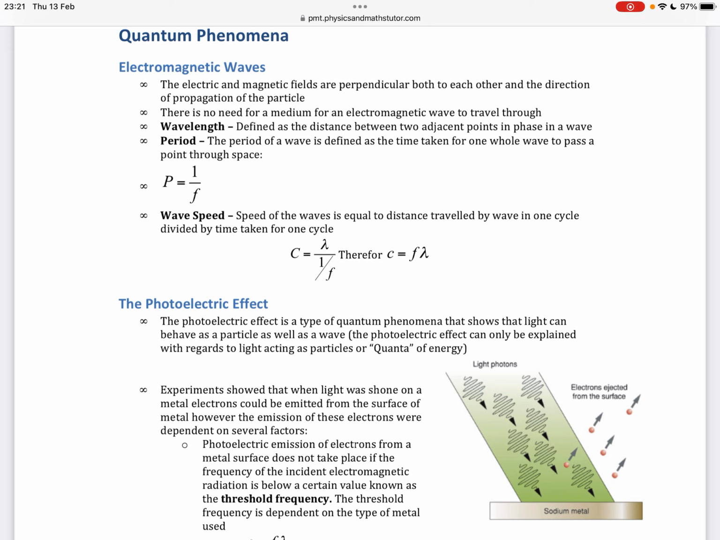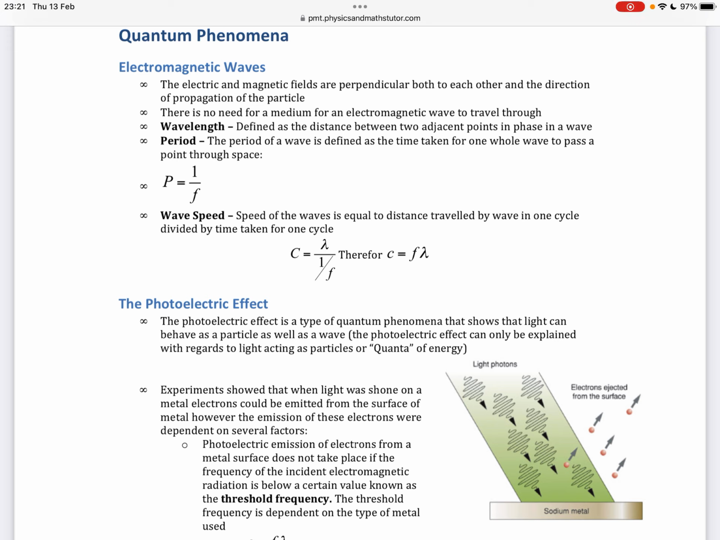The photoelectric effect. The photoelectric effect is a type of quantum phenomenon that shows light can behave as a particle as well as a wave. The photoelectric effect can only be explained with regards to light acting as particles, or quanta, of energy. Experiments showed that when light was shone on a metal, electrons could be emitted from the surface of the metal. However, emission of these electrons was dependent on several factors.